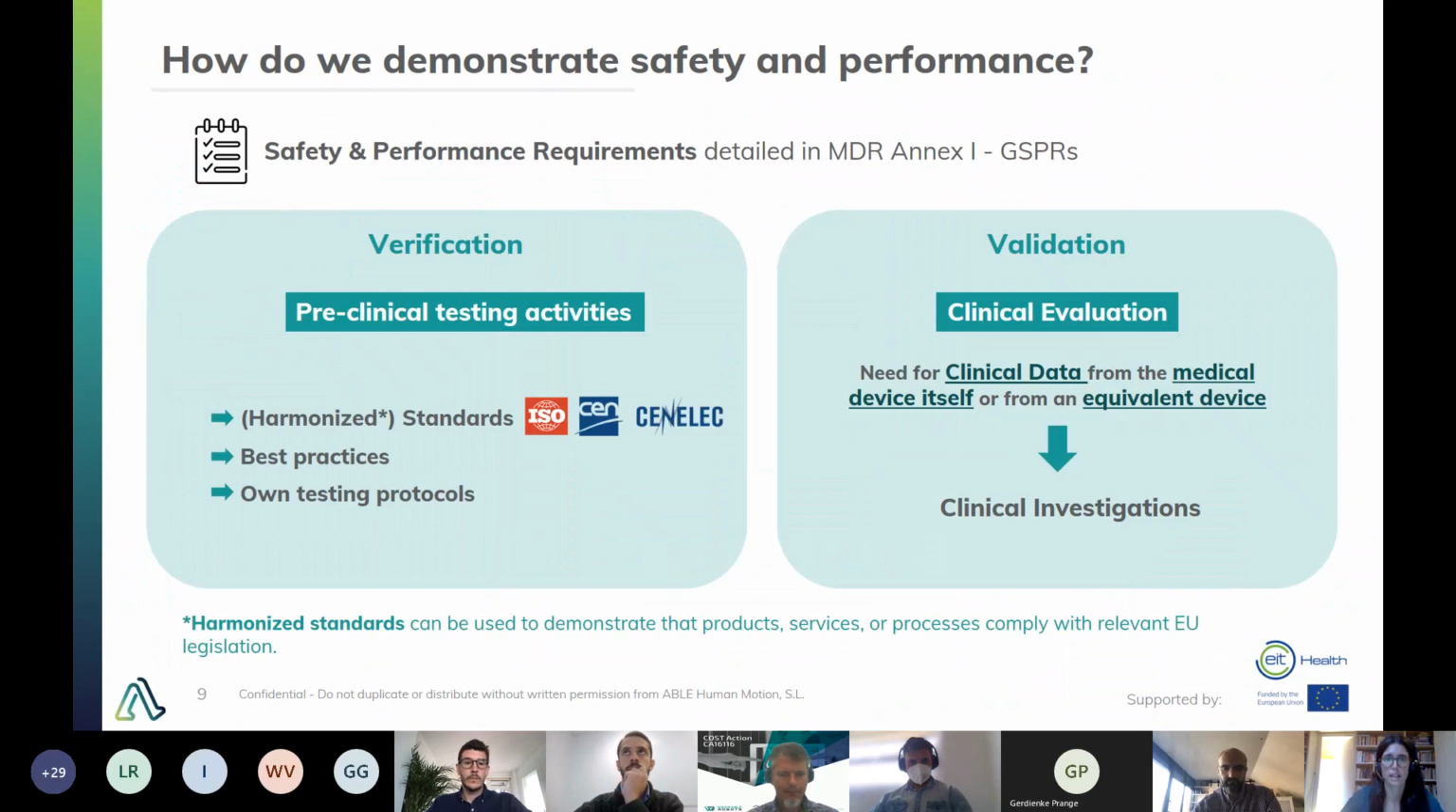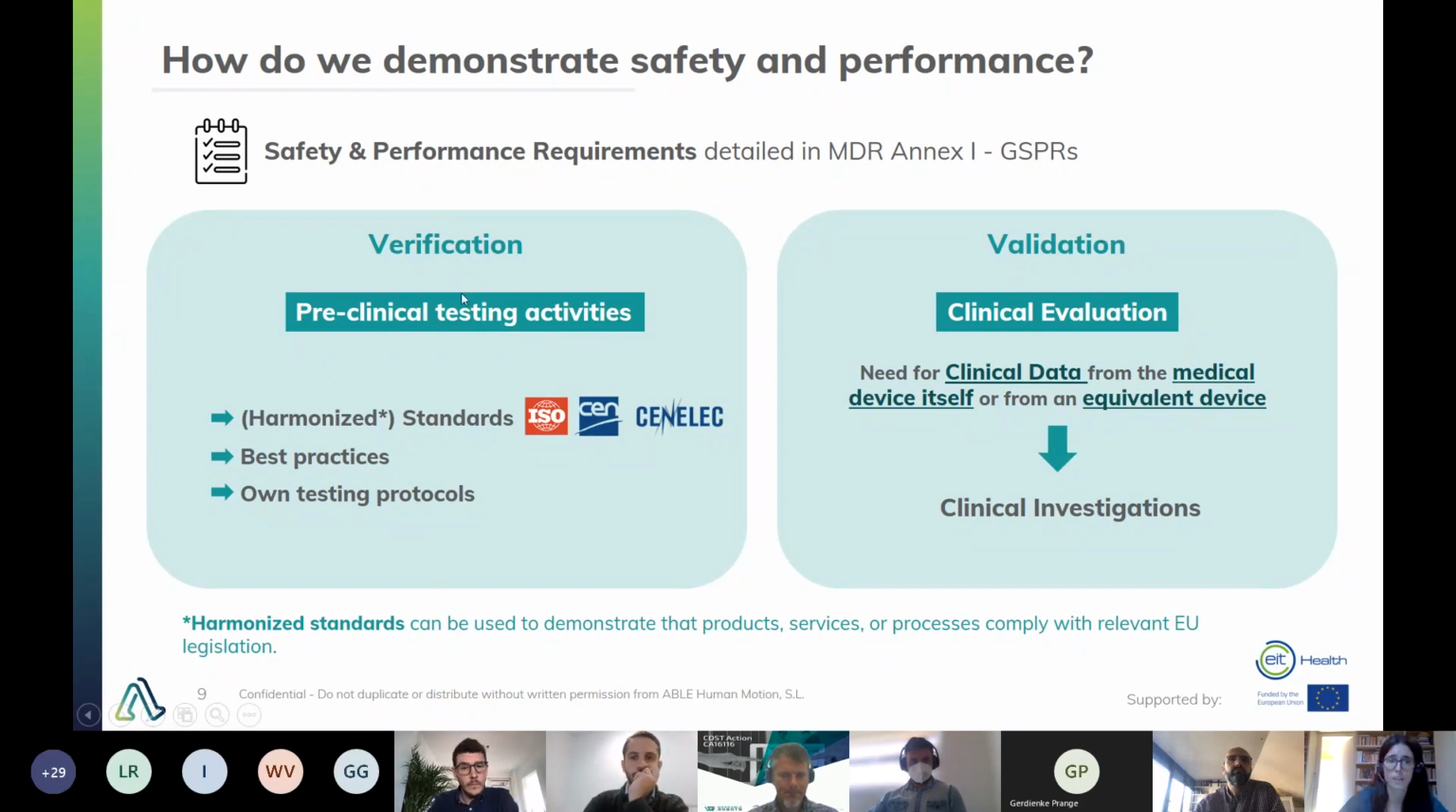So as I said, I'd like to focus on how we demonstrate safety and performance under the MDR. This regulation details a list of safety and performance requirements in its Annex 1 that we, as a medical device manufacturer, need to justify whether they apply or not to our device. And in the case that they are applicable, we will need to demonstrate how we are compliant with those. And to demonstrate this compliance, we use verification and validation activities.